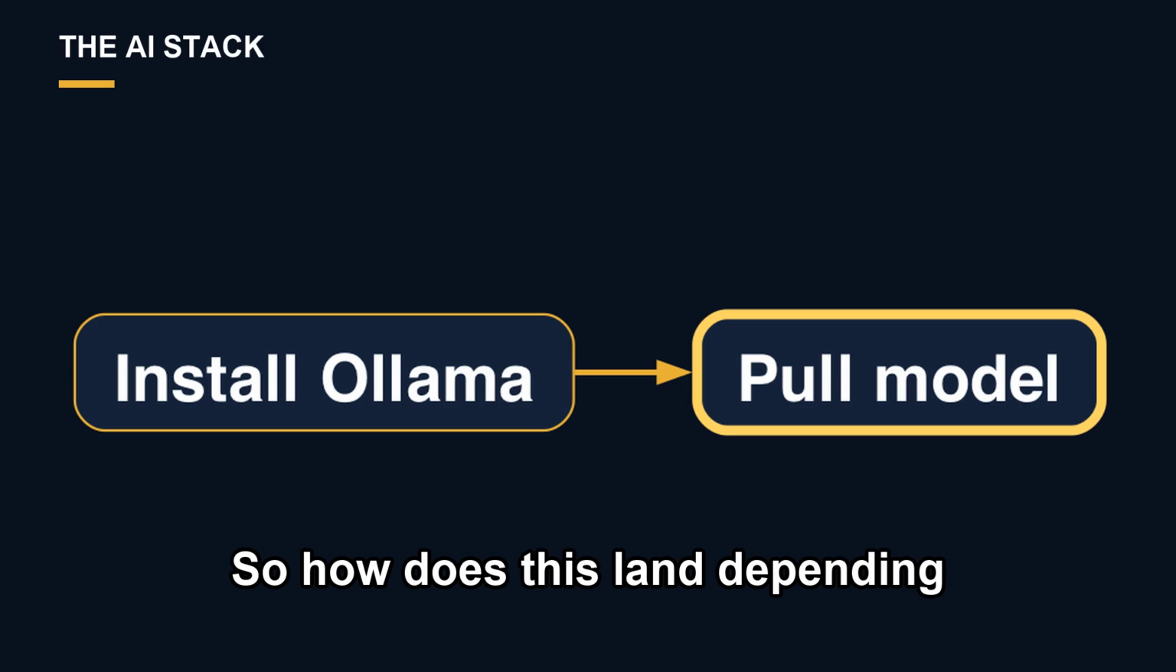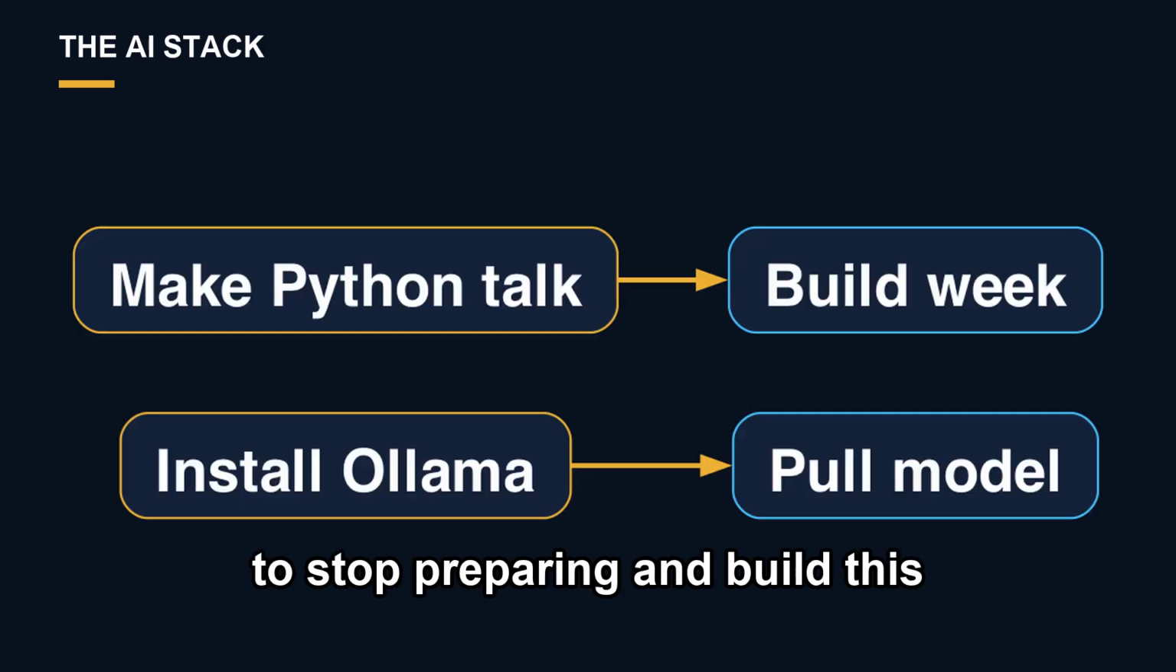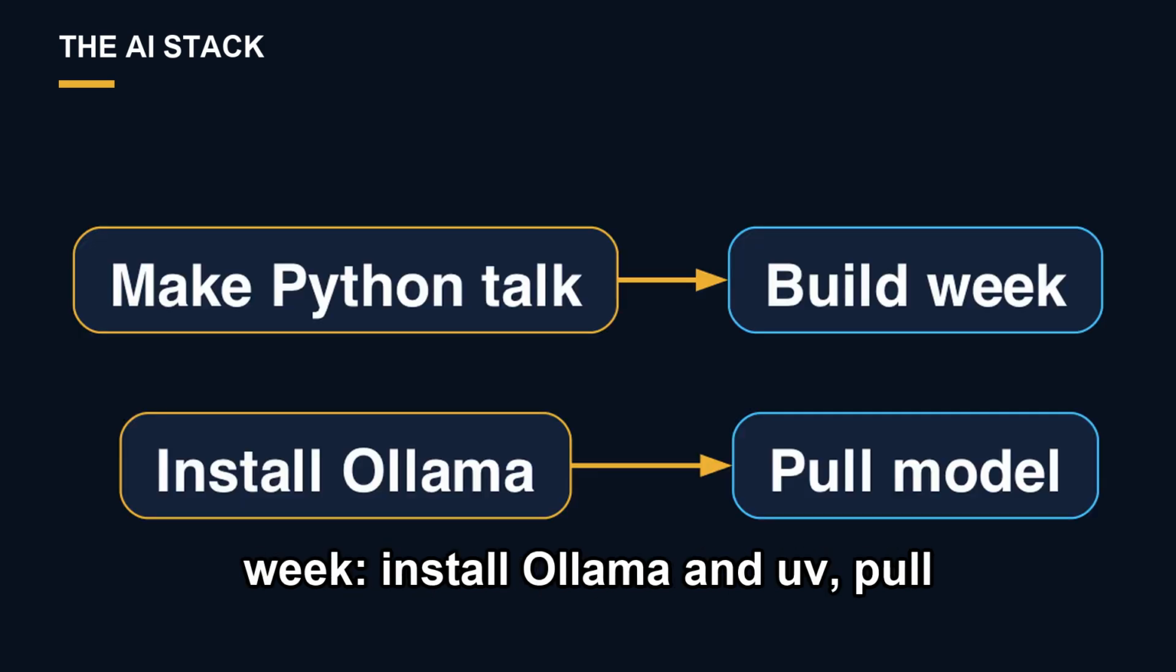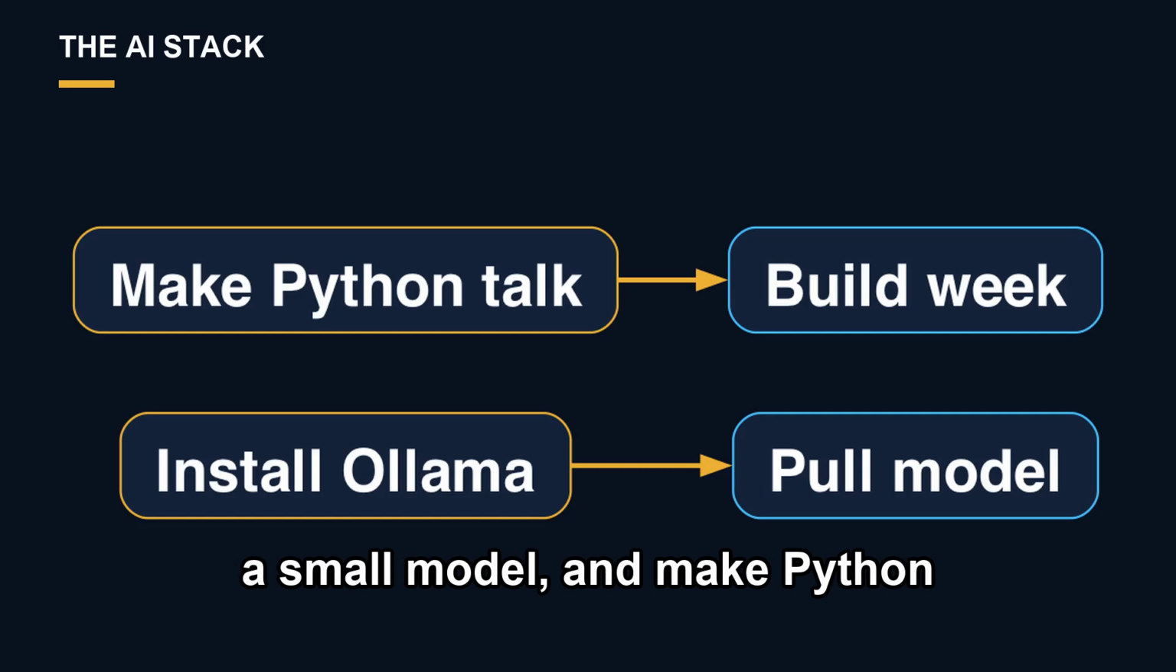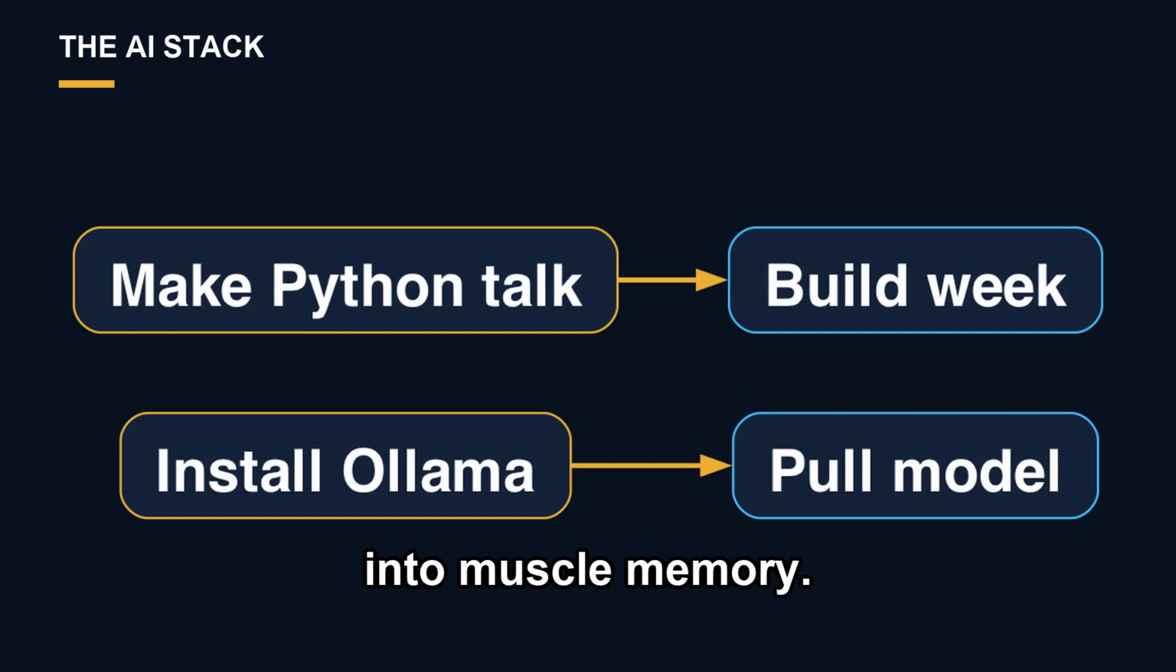So how does this land, depending on who you are? As an individual, your move is to stop preparing and build this week. Install Ollama and uv, pull a small model, and make Python talk to it. That one afternoon converts 44 episodes of theory into muscle memory.